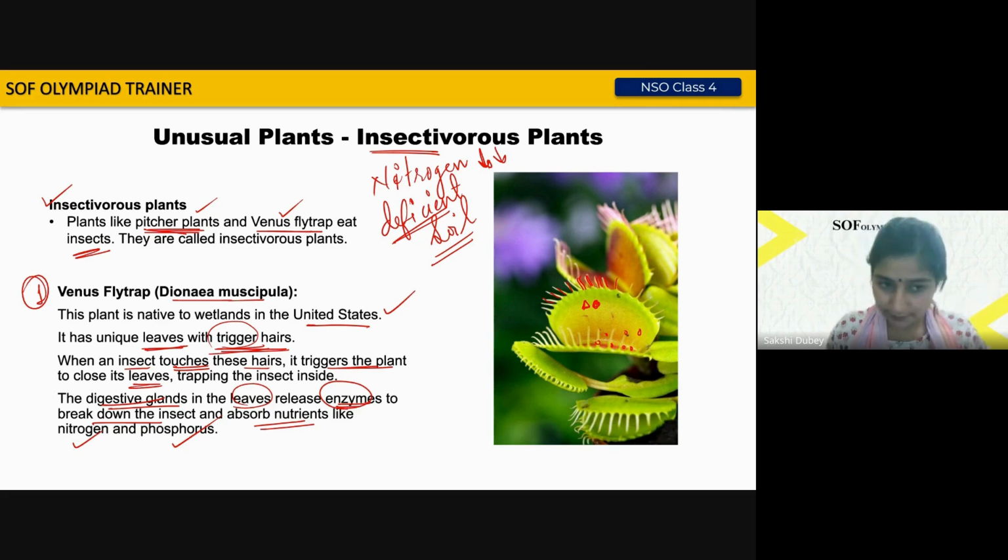So the insectivorous plants will try to take nitrogen. Obviously, nitrogen is an important element. Every organism needs nitrogen for survival. Because the soil does not have enough nitrogen, these plants take nitrogen and phosphorus from insects. Whenever an insect comes and sits on the surface of these leaves, the hairs on the surface will get triggered, and it will sense the presence of the insect.